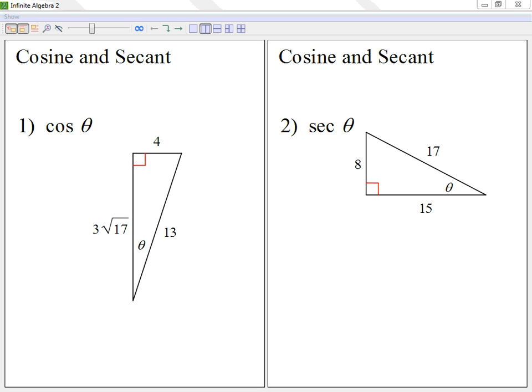Alright guys, so today's work is not that different from yesterday's work. Just as a reminder, looking at question number 1.